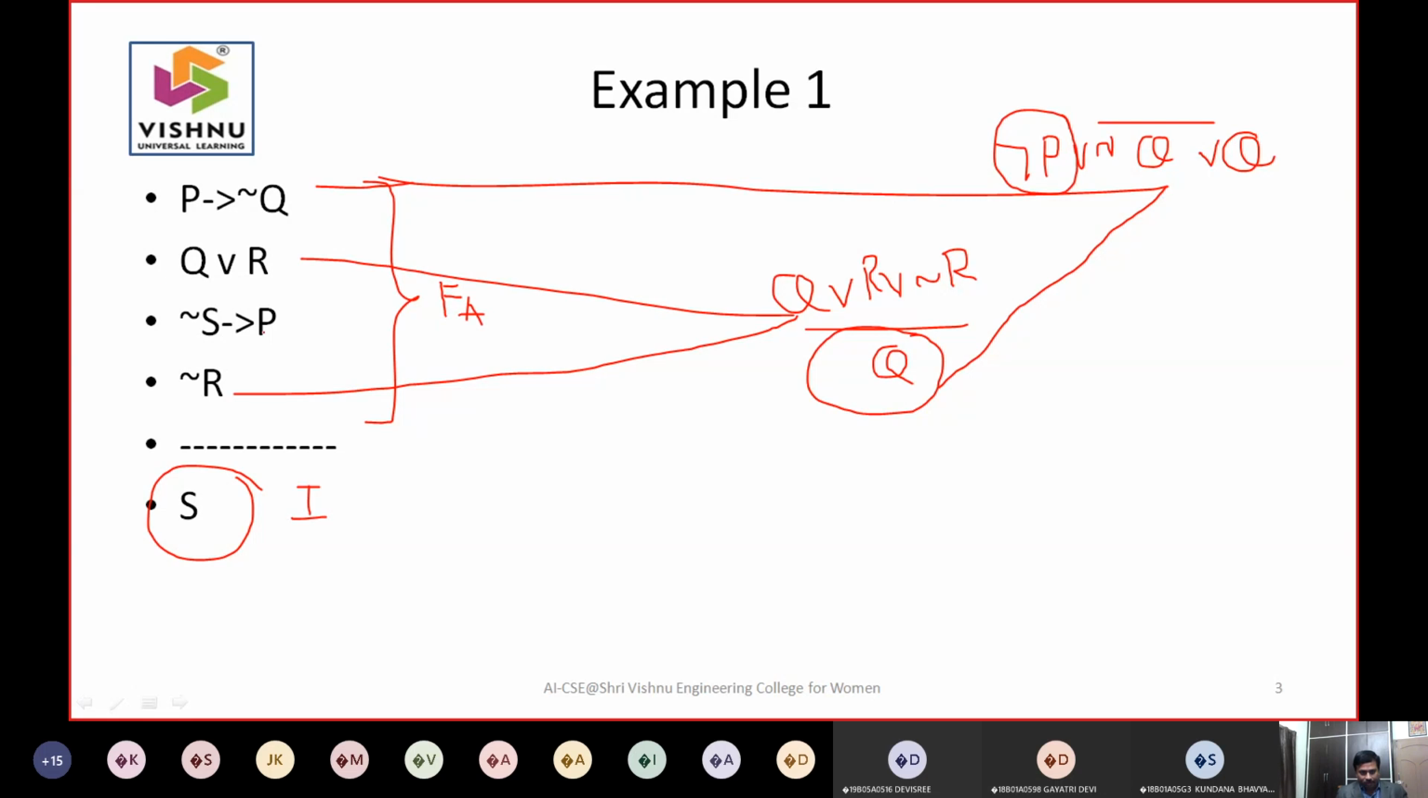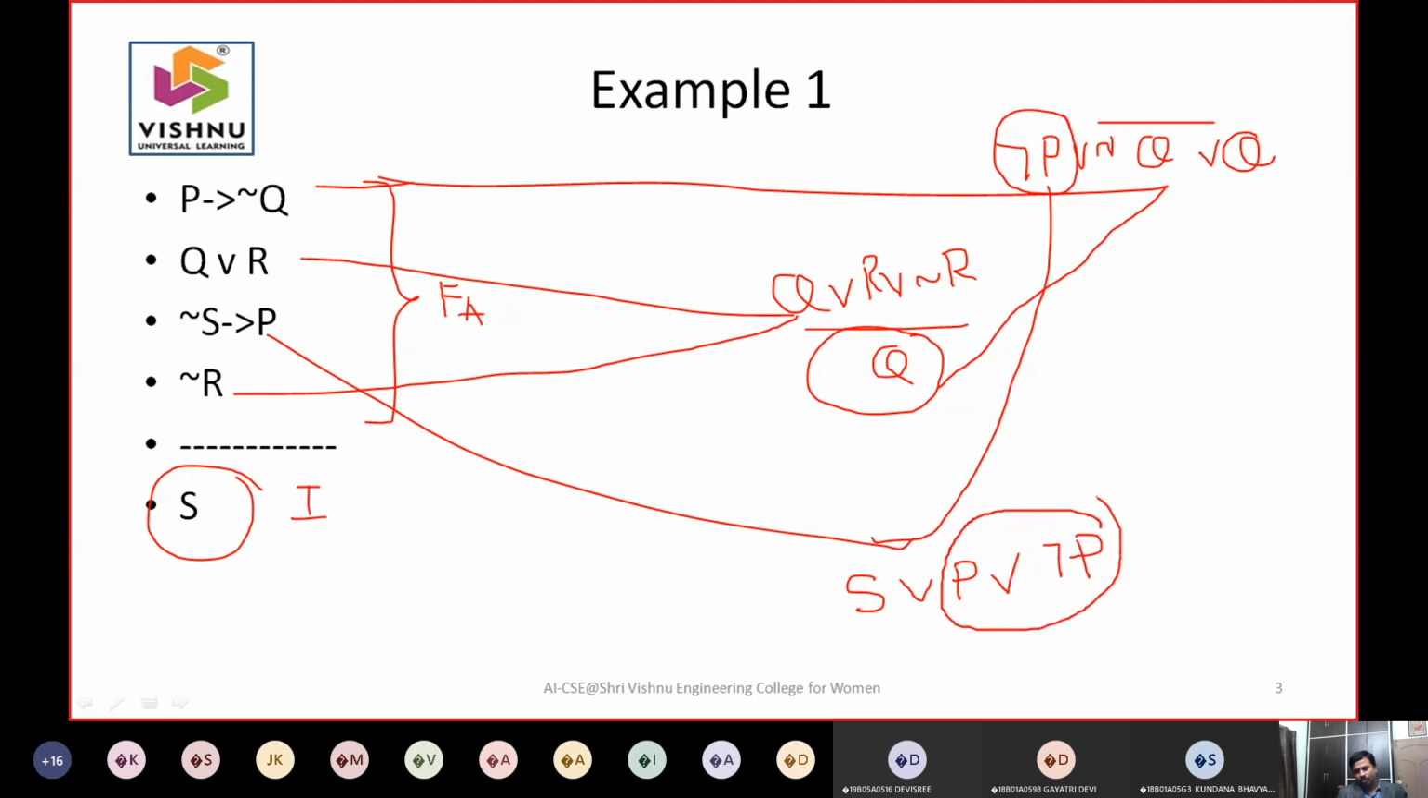If I combine this part and this part, what I will get is S, R, P, V, negation of P. So for these two will go and you have the inference S, that is valid. This problem was done in the class. Since it is a revision and this question was asked many times in your external exam, I am doing the same thing again.